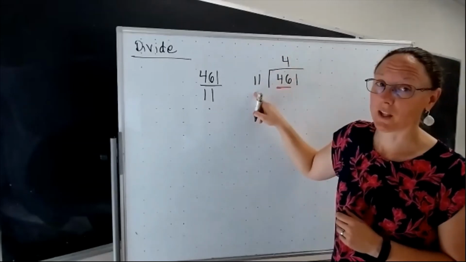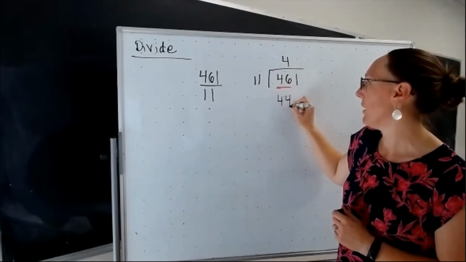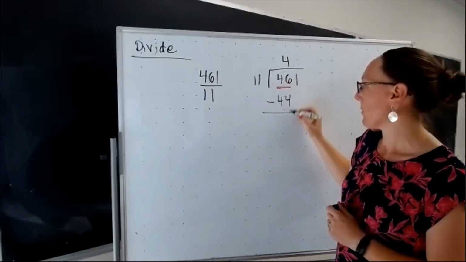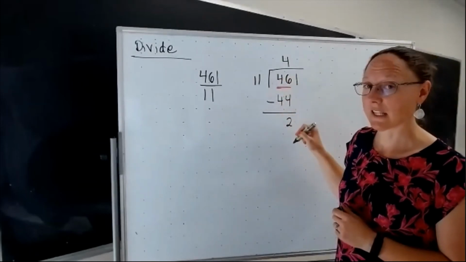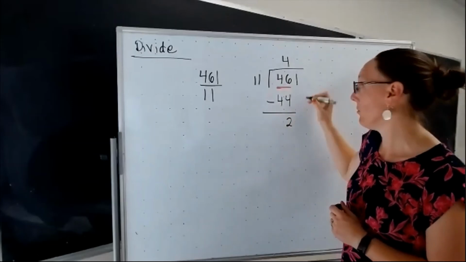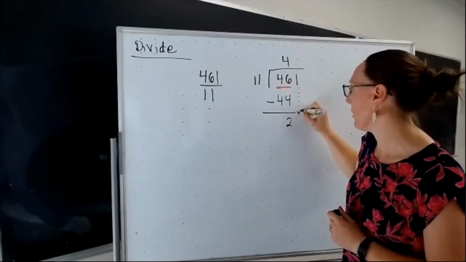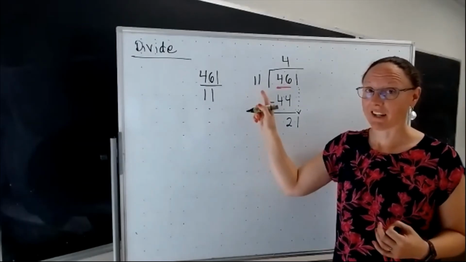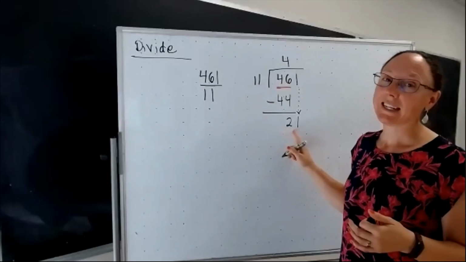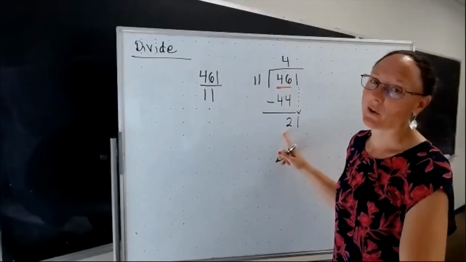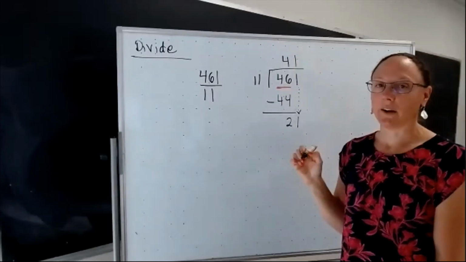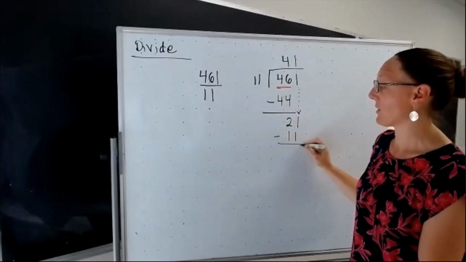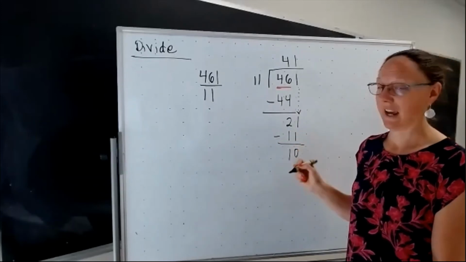I take the 4 and multiply it by 11 to get 44, and then I subtract the 44 from the 46. 6 minus 4, I've got a 2. 4 minus 4, that's a 0. I look at that 2, and I bring down this 1. Then I repeat the process. I'm looking at that 11 and I'm saying, what can I multiply 11 by to get as close to 21 as possible without going over? And the answer is 1. 11 times 1 would give me 11, and then I would subtract this and end up with 10.